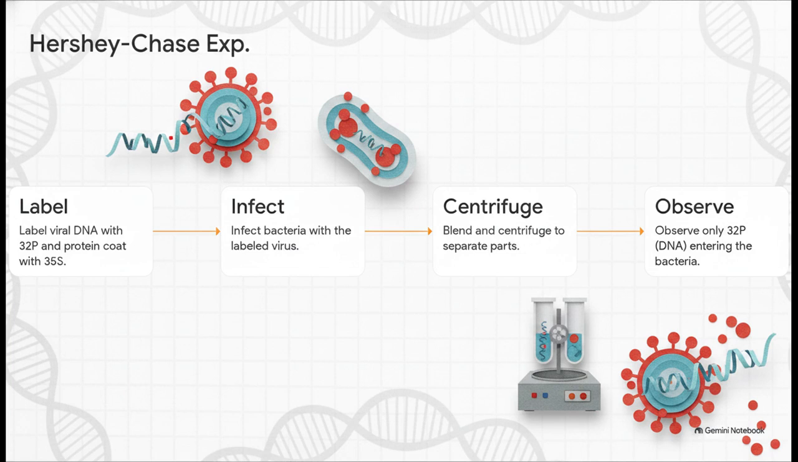Alfred Hershey and Martha Chase used radioactive isotopes to tag viruses. They essentially painted the viral DNA with radioactive phosphorus-32 and the protein coat with sulfur-35. They let these viruses attack some bacteria and then, literally using a kitchen blender and a centrifuge, spun them apart. The result? Only the glowing radioactive phosphorus made it inside the bacteria. The sulfur protein stayed outside. Boom! DNA was officially the inherited material. It was an incredibly elegant way to settle one of biology's biggest debates.